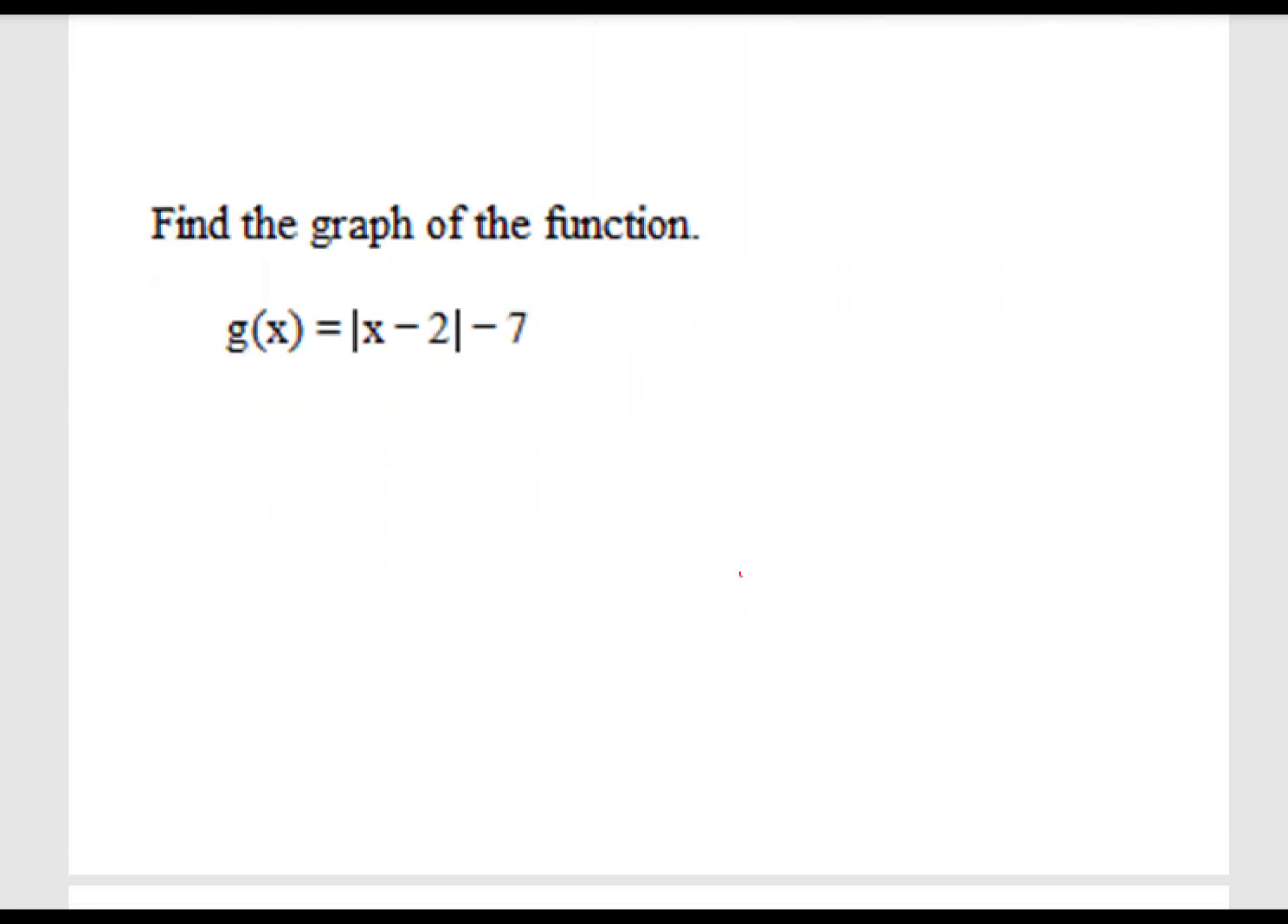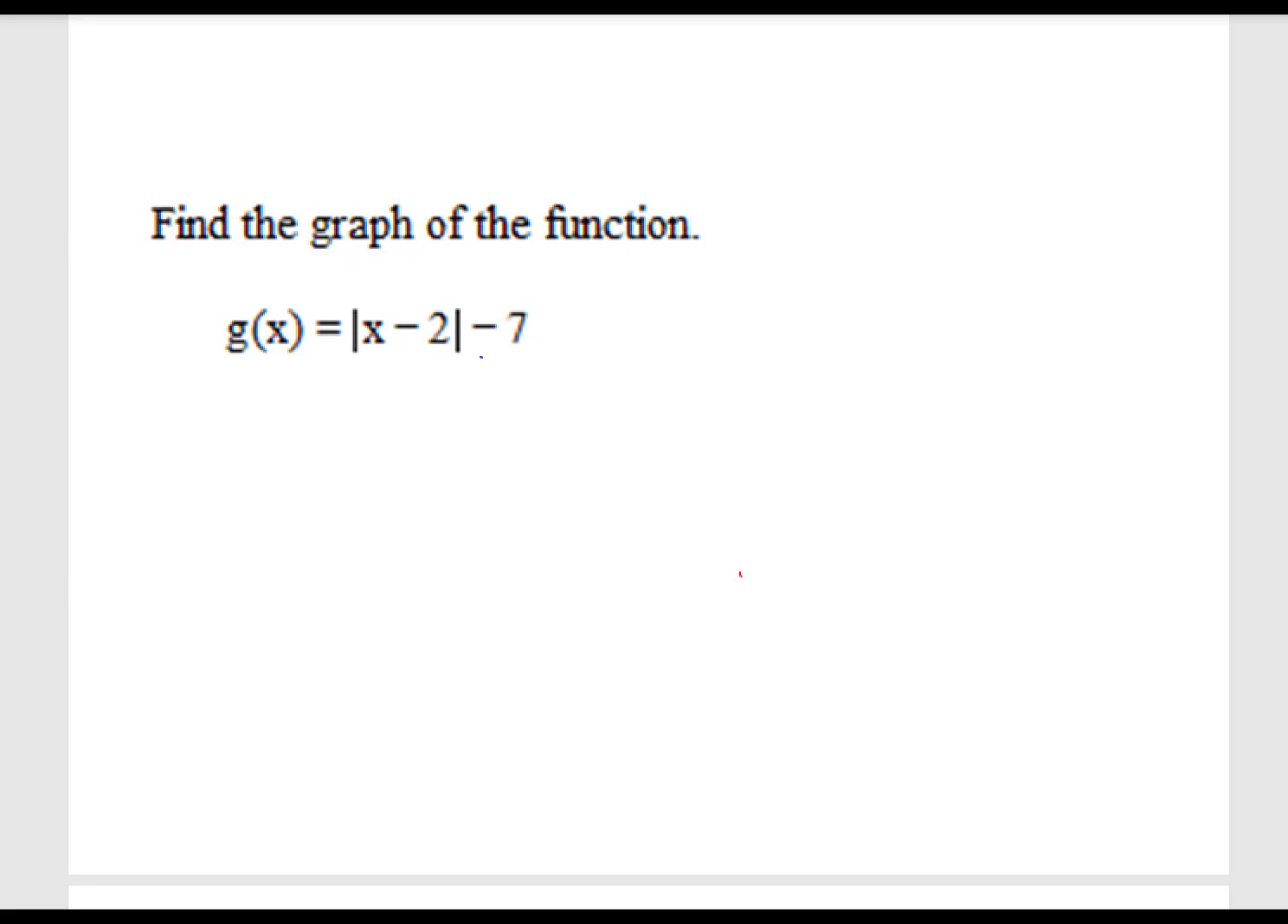Okay, so they want us to find the graph of the function. If this was a question in my math lab, they would obviously give you answer choices, graphs to choose from. And so we could just graph this, but let's talk about it before we actually graph it. So what are we seeing here?